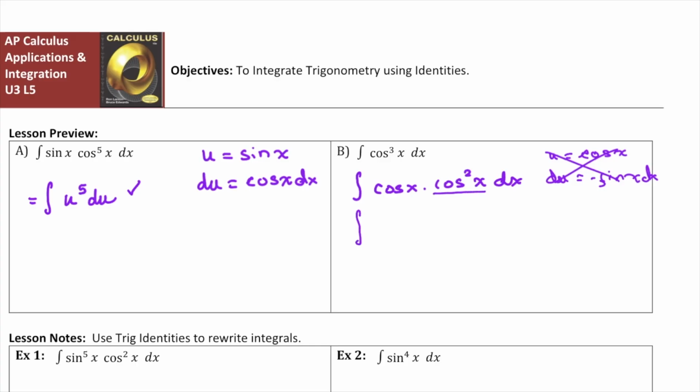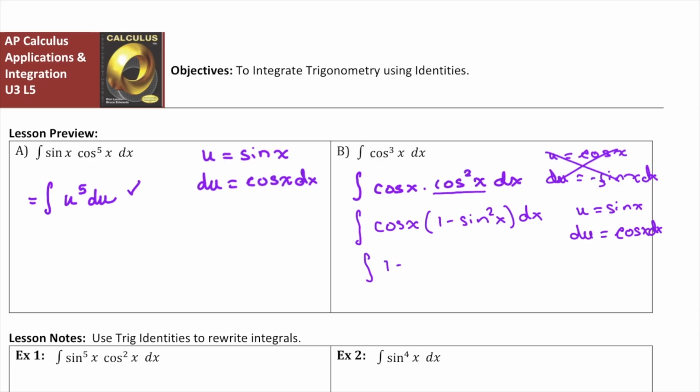Cosine squared has a lovely trig identity. Keep your cosine x, replace cosine squared with 1 minus your sine squared x, and then you have dx. If we now let u equal the sine of x and du is equal to your cosine of x dx, you will be able to integrate this problem.